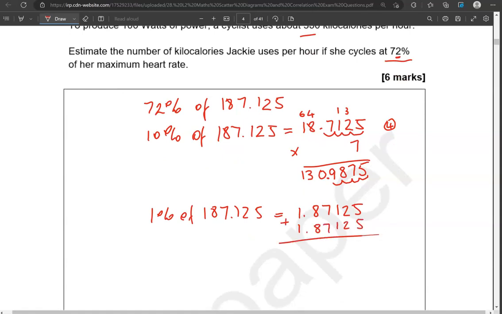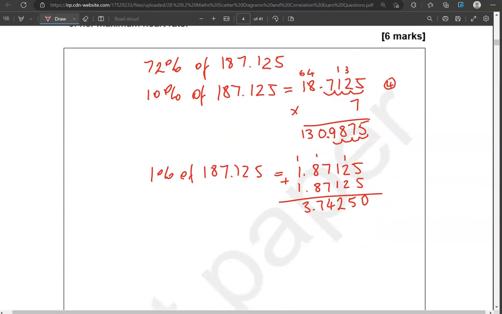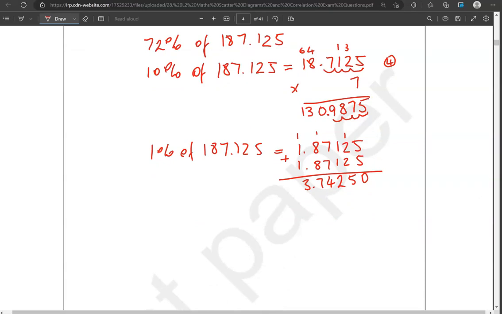1.87125. 5 and 5 is 10, so 0 down, 1 carried over. 2 and 2 is 4, and the 1 is 5. 1 and 1 is 2. 7 and 7 is 14, so 4 down, 1 carried over. 8 and 8 is 16, and the 1 is 17. 7 down, 1 carried over. 1 and 1 is 2, and the 1 is 3. So we now need to add that on top of the 70% amount.